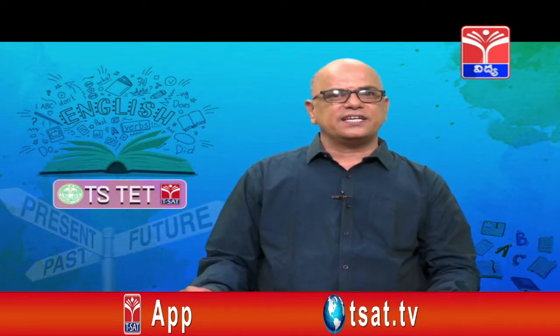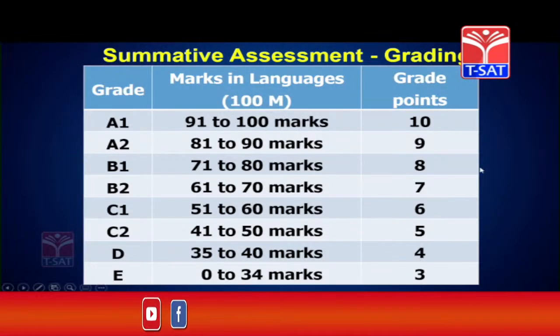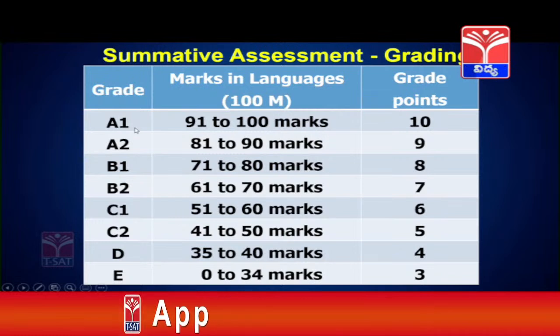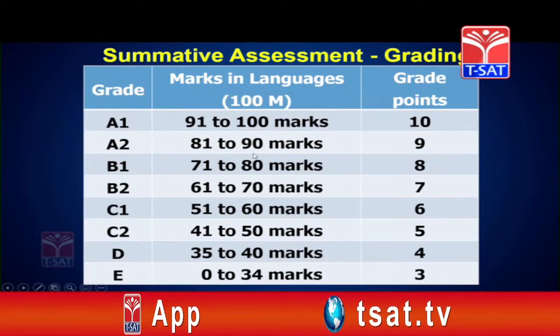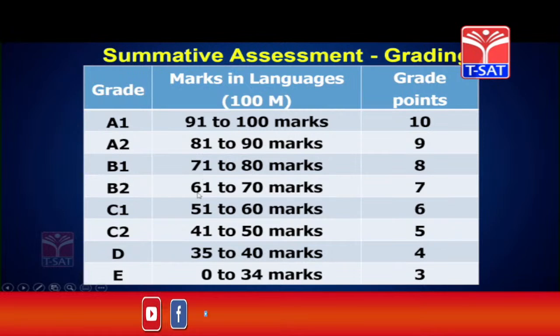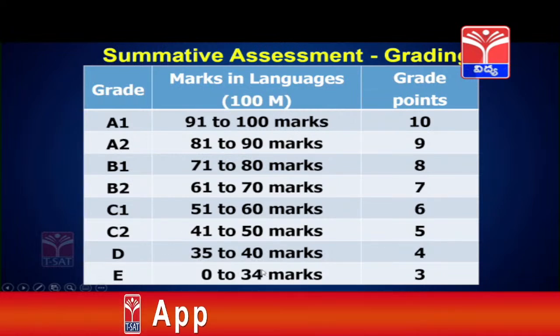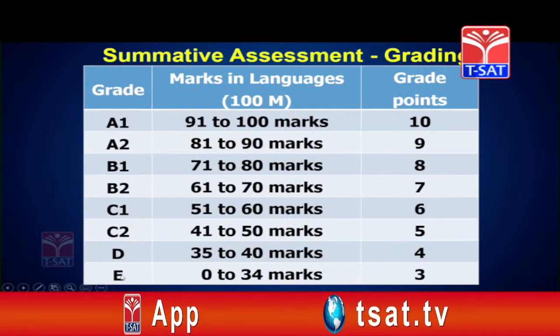Right, this is the strategy. So if a child scores marks between 91 and 100, he will get A1, and if he scores between 81 and 90, he will get A2, and if the child scores between 71 and 80, it will be B1, from 61 to 70 B2, from 51 to 60 C1, and 41 to 50 C2, between 35 and 40 D, and below 34 is E or fail.